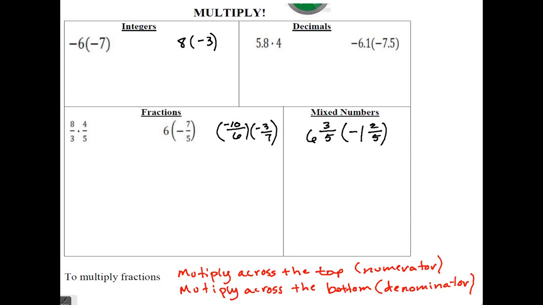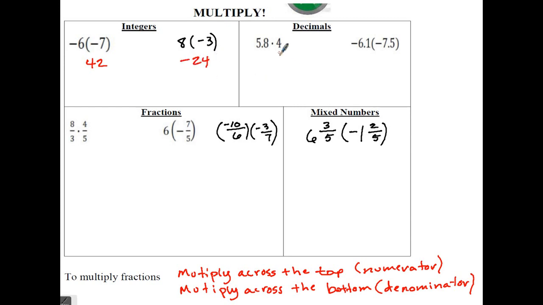So let's multiply different numbers. We're going to start with integers. You have a negative 6 times a negative 7. Again, if you go back to the rules, if the signs are the same, you're going to end up with a positive. Therefore, negative 6 times negative 7 is going to give us 42. Okay. We have 8 times negative 3. You have two different signs. When they have different signs, it's going to give you a negative. Therefore, the answer is going to be negative 24.